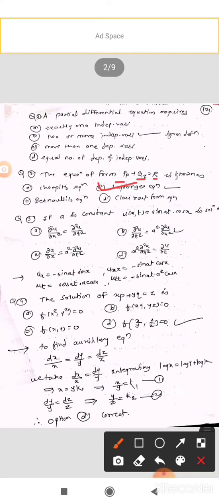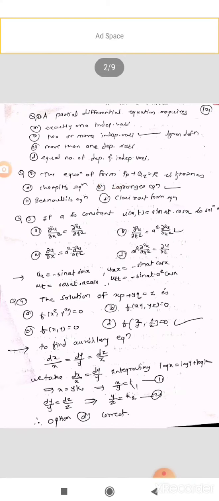If a is constant and the given function u of x comma t is equal to sin at into cos x, it is a solution of which of the following; options A, B, C, D are given. In each and every option we see the function u partially differentiated with respect to x and with respect to t.